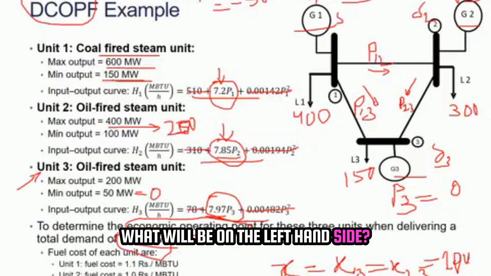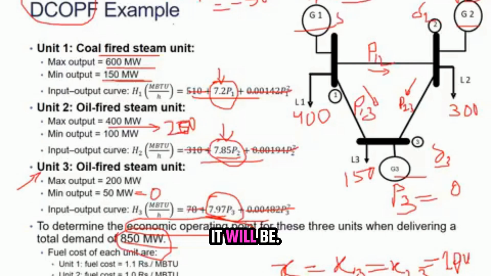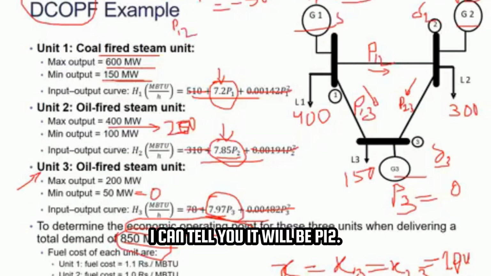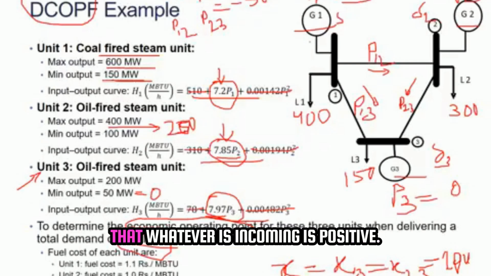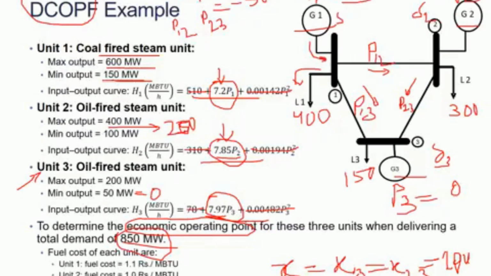What will be on the left hand side? It will be P12 and P23. I'll not mention the sign because you are going to tell. What will be the sign here? Basically, whatever is incoming is positive, whatever is outgoing is negative. So P12 is incoming, it is positive. P23 is going out, it is negative.